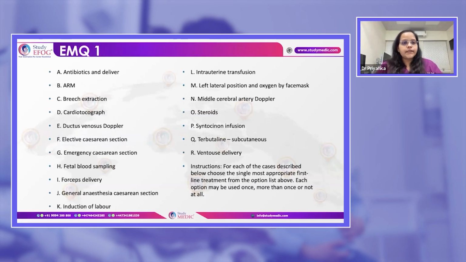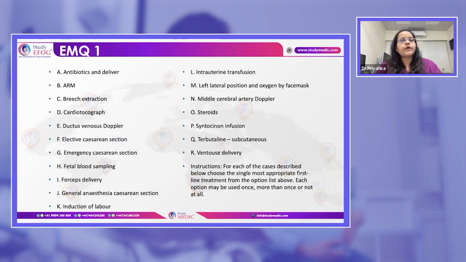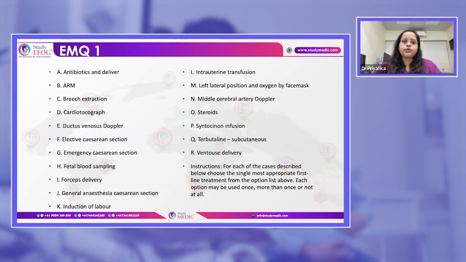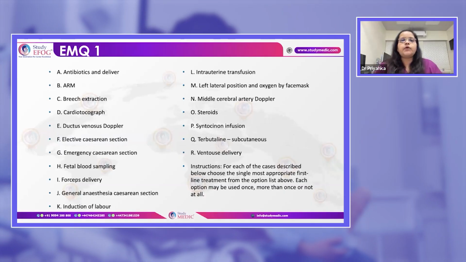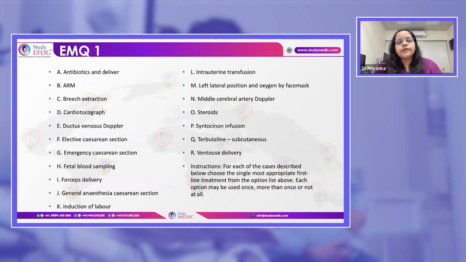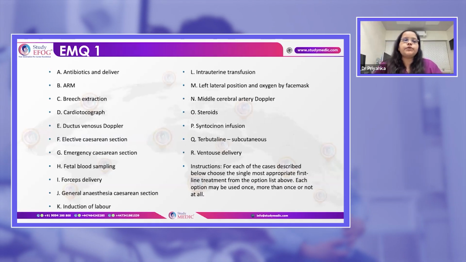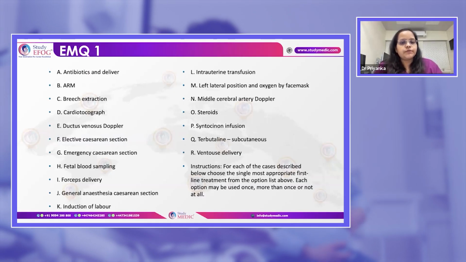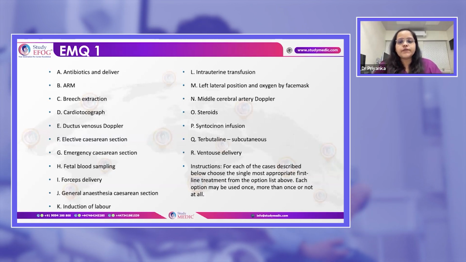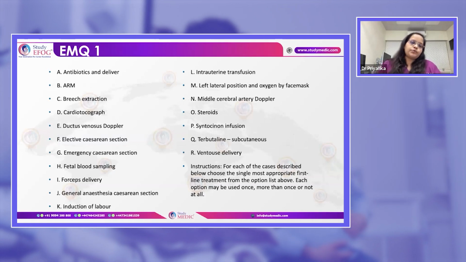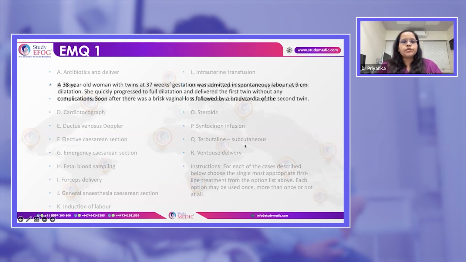Now we are done with the 10 SBA, so we will go to the extended matching questions. So here in extended matching questions, you will be having 12 to 15 options given, and there will be a scenario, and out of that you need to select the single best option matching that question. So here are the options given, and we need to select what is the most appropriate first line treatment from the above options. So we have the question coming.